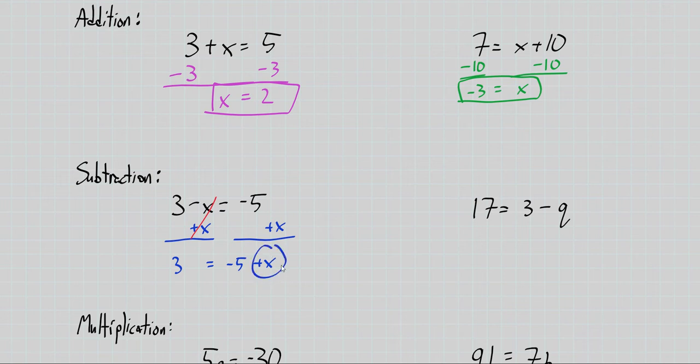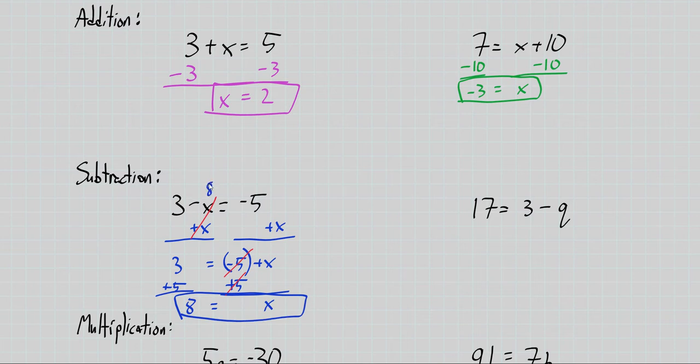Now I look again, is my x alone? No. What's happening? Negative 5 is being added to it. So how do I fix that? Add 5. As long as I do it on both sides, add 5, I'll be good. So negative 5 and positive 5, they equal 0. I've just got x over here, and on the right I have 3 plus 5. I've got 8. So 8 equals x. And if I check, 3 minus 8, is that negative 5? Sure it is.